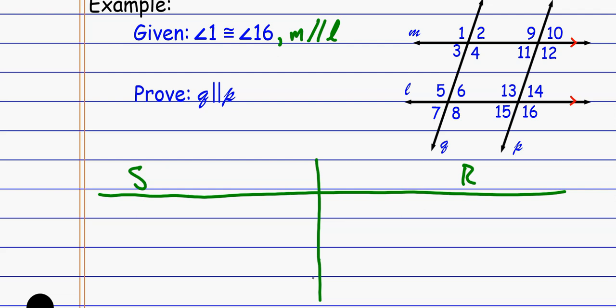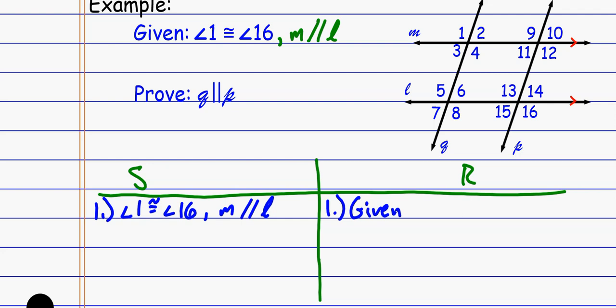So kind of think about that. I want to relate certain groups together. All right, so let's start with what we're given. I've got angle 1 is congruent to our good buddy angle 16. I also know that M is parallel to L. And even though one of them was stated over there and one of them is given in the picture, they're both still given. All right, so given is my reason.